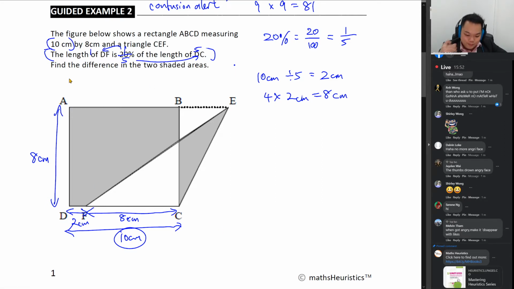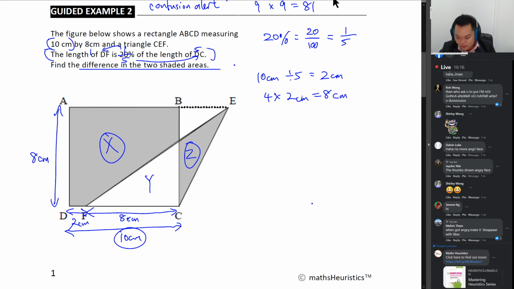So now we are to find the difference in the two shaded areas. Now my question for you here is this. Let's say we call this area X, let's say we call this area Y, let's say we call this area Z. Is it possible for you to find out the area of X and Z individually?